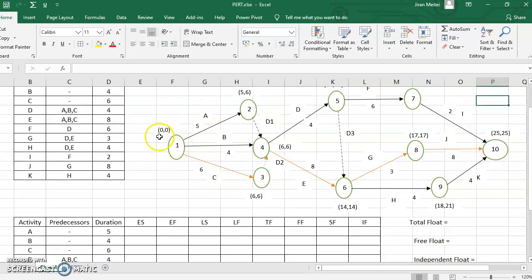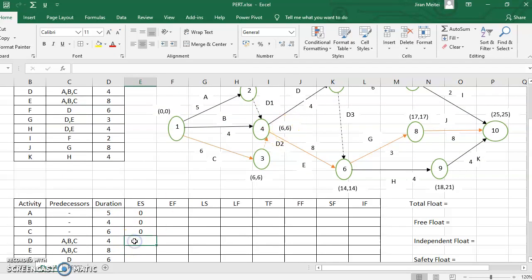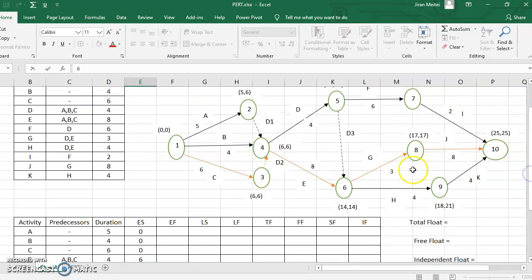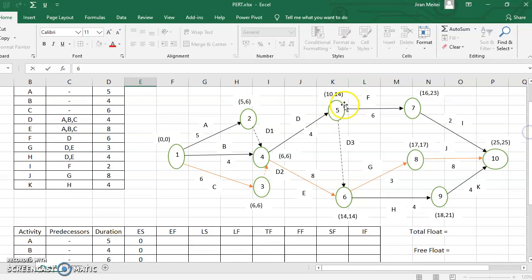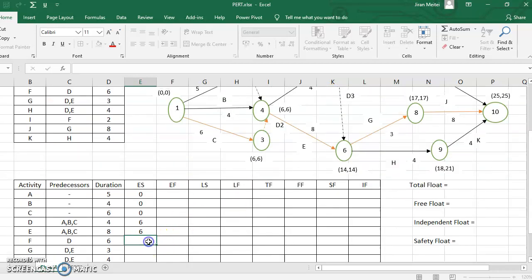For activity A, the early starting time is the first number inside this bracket, which is 0. This is the early starting time. For activity B also the same, activity C also the same, because all the three have this number. Now for activity D, the early starting time will be 6, the first number in the bracket. Activity E also has the same number, and activity F, where is F? F is this one. For F, the first number inside the bracket is 10.